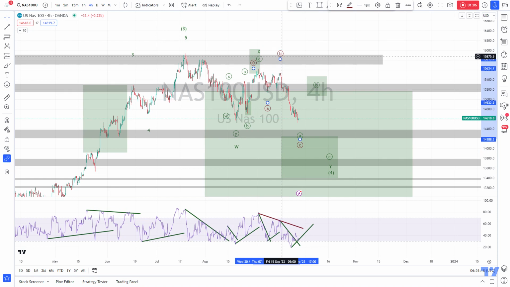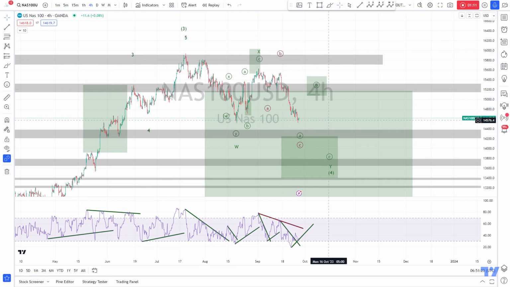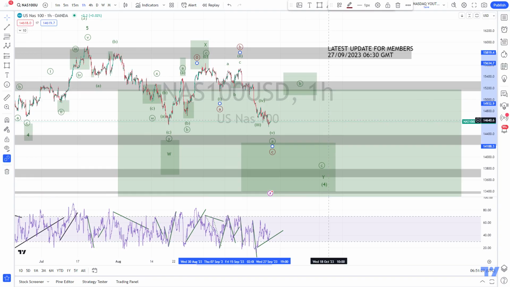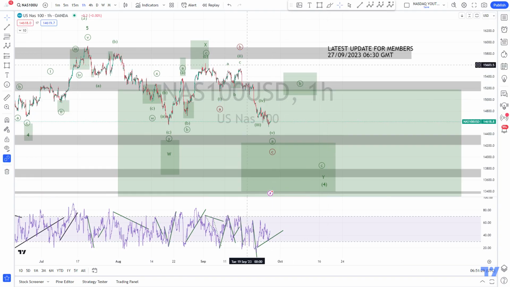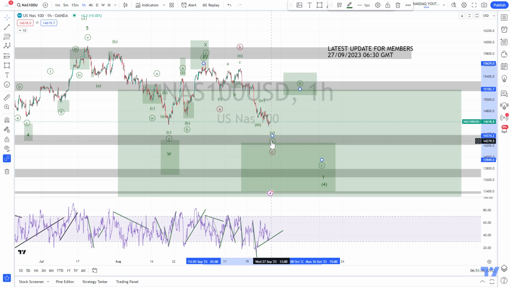So I updated my scenarios. First of all, I will go to the 1 hour to show you this. The scenario that you now see in green here was my secondary scenario until yesterday. But I was kind of forced to change it because this now really starts to look like an impulse.